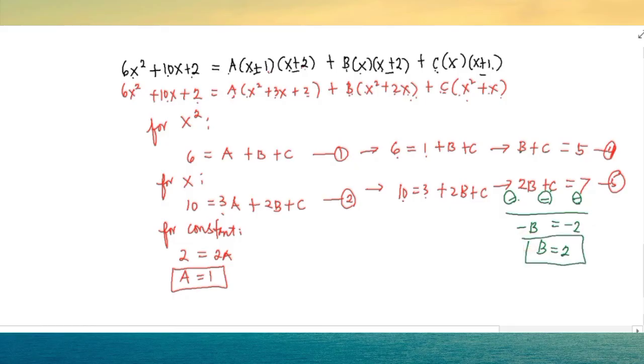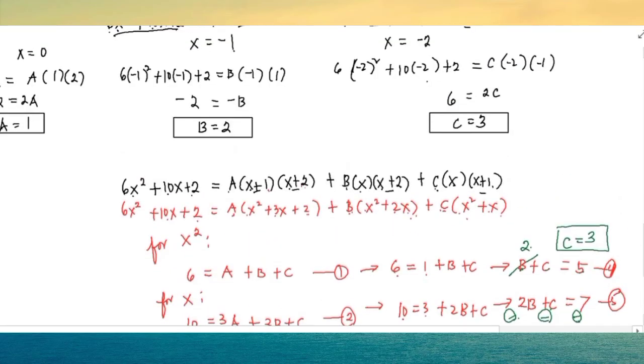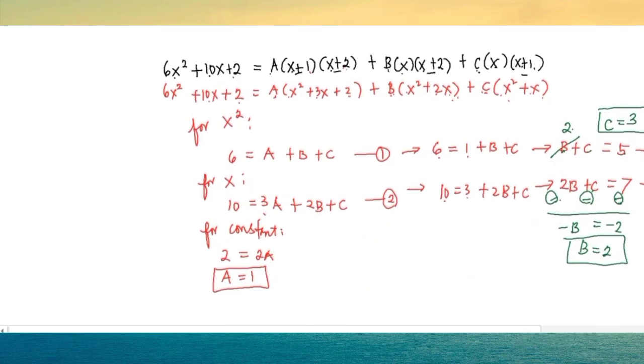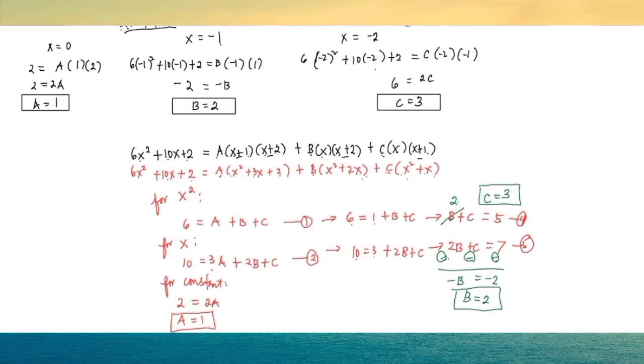Okay. So, since we already have the value of B, pwede na natin siyang substitute dito. So, if B is equal to 2, so 5 minus 2, so meaning your C is equal to 3. At kung titingnan natin, pareho yan sa sagot natin kanina, no?